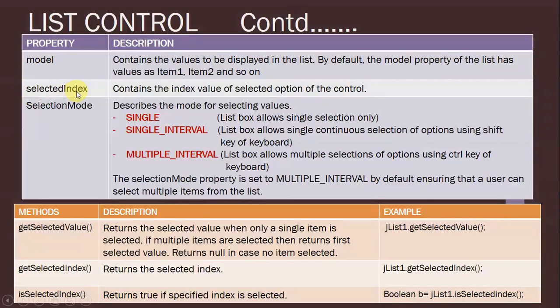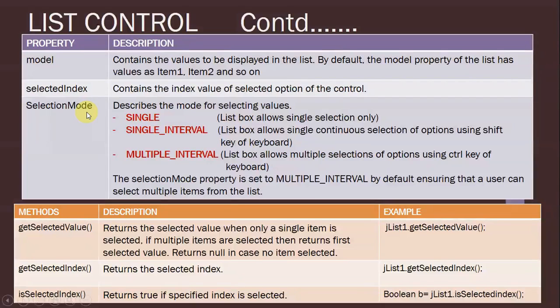The next property is selected index. It contains the index value of the selected option of the control. So whatever option we select from the list, the selected index property contains the index value of the selected option.